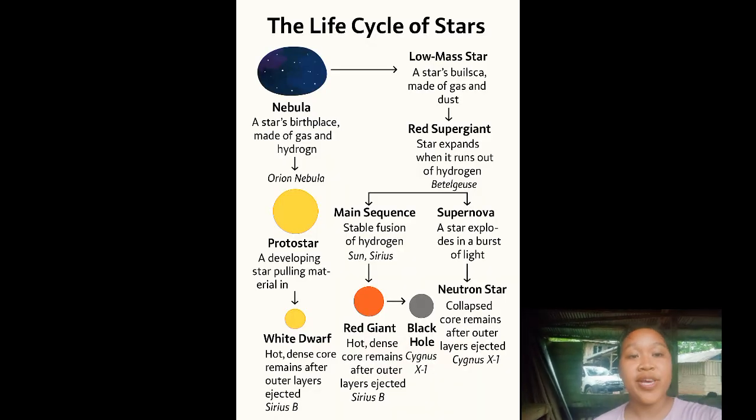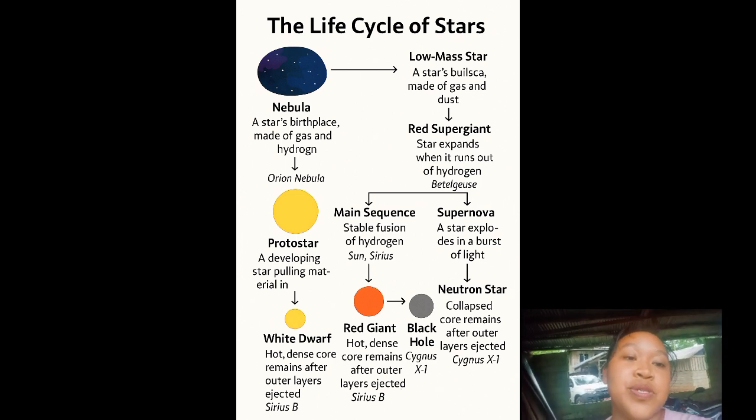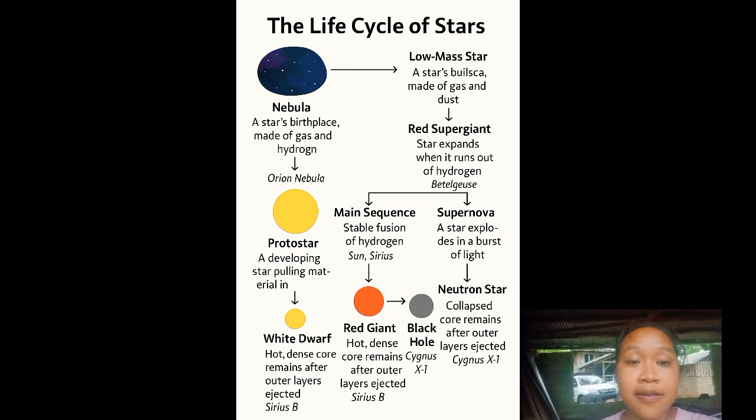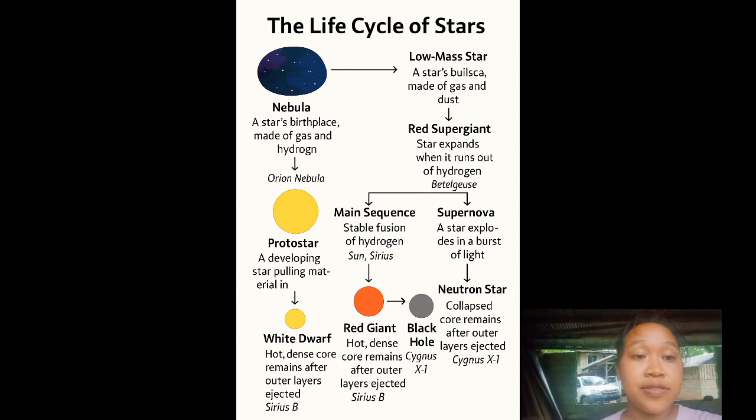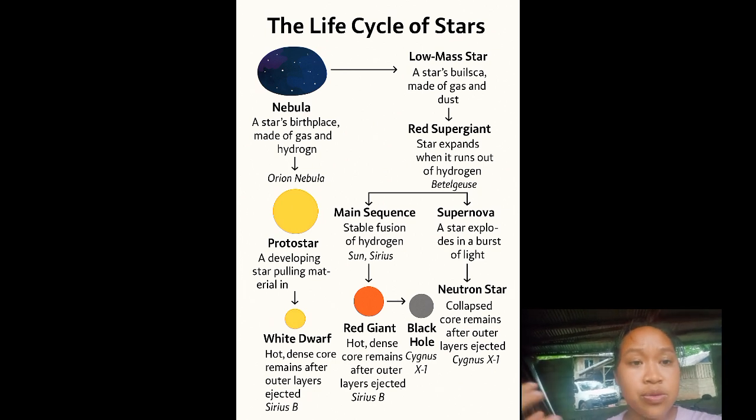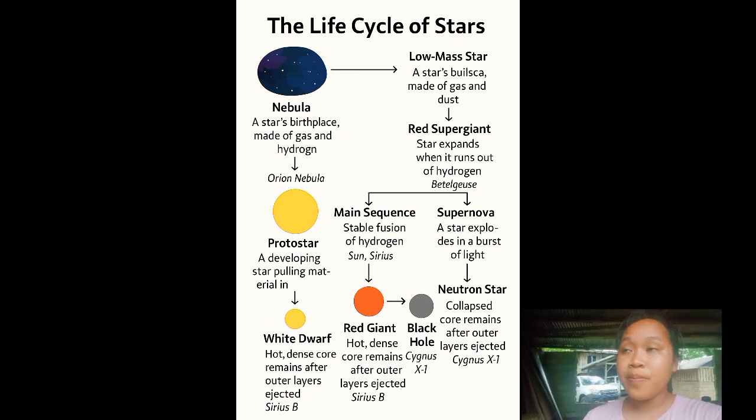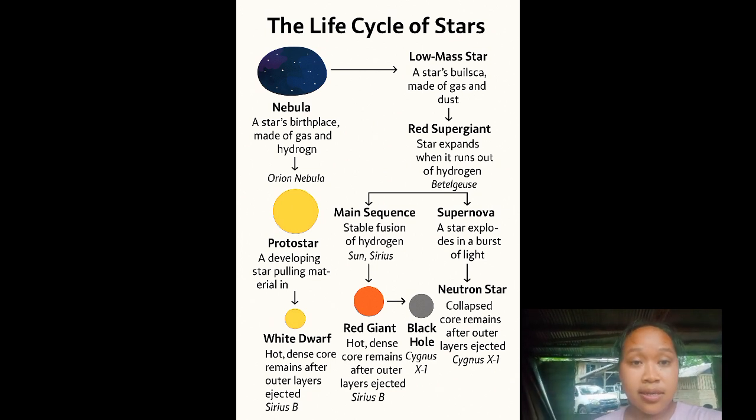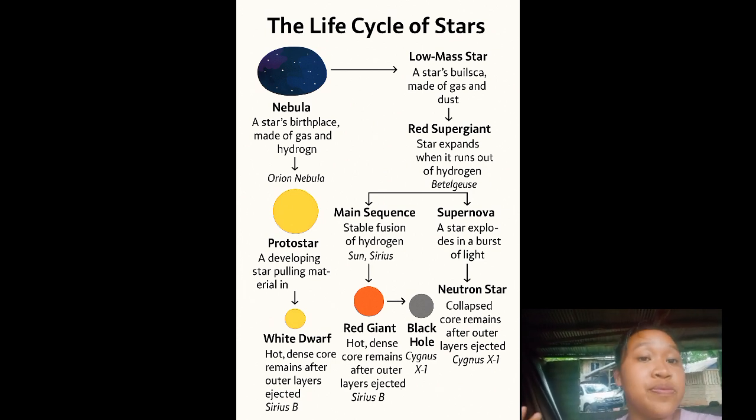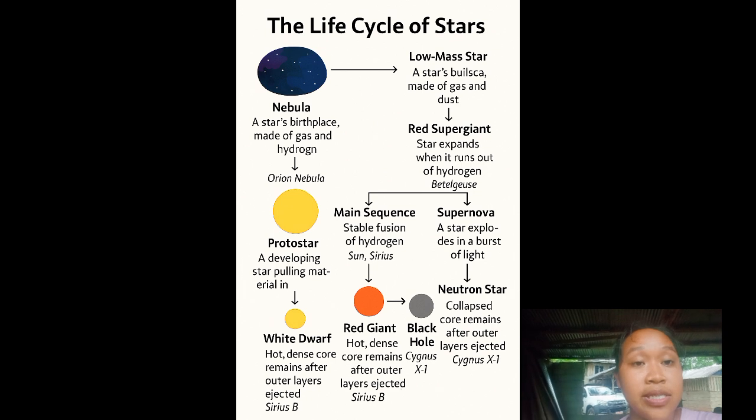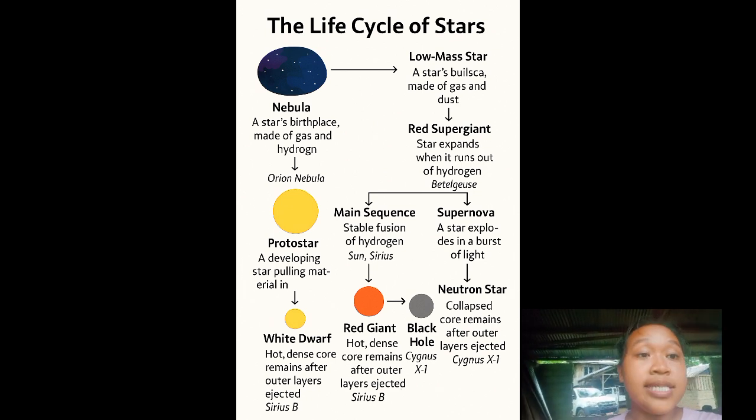Let's begin with the life cycle of stars, which varies based on their mass. Stars begin in a nebula, which is a massive cloud of gas and dust. The gas starts to collapse under gravity, forming what we call a protostar, which heats up as it contracts. Once the core becomes hot enough for nuclear fusion, the protostar becomes a main sequence star. This is where the star spends most of its life, stably fusing hydrogen into helium. The sun is currently in this stage.